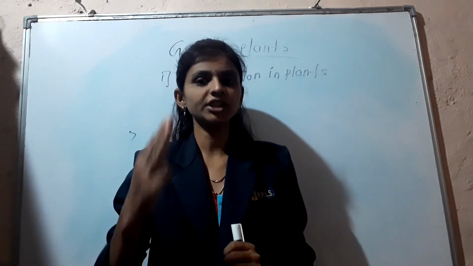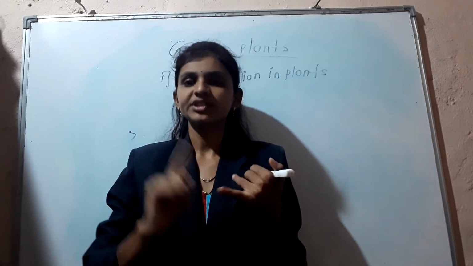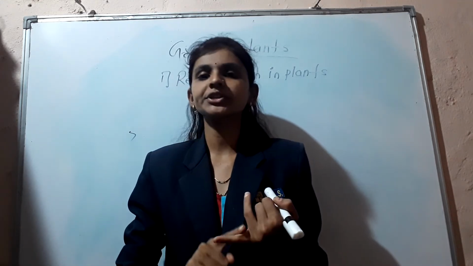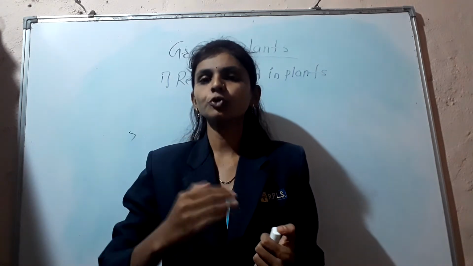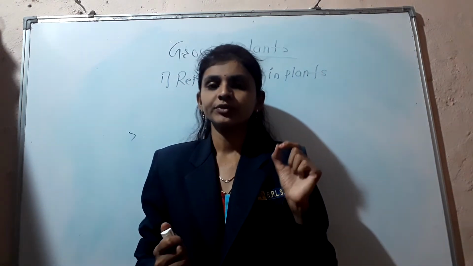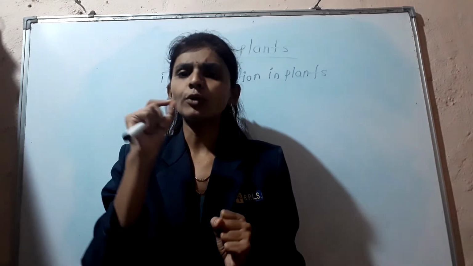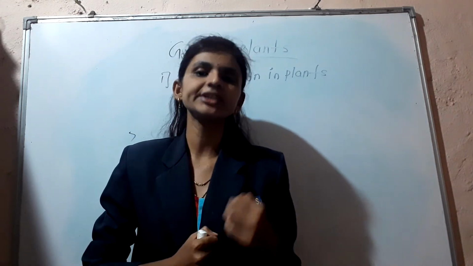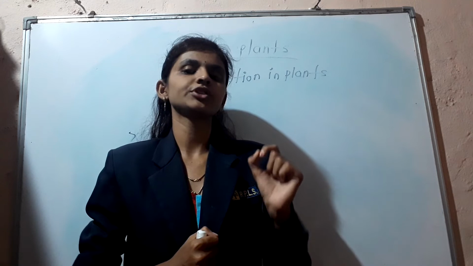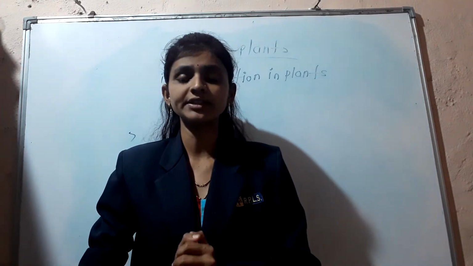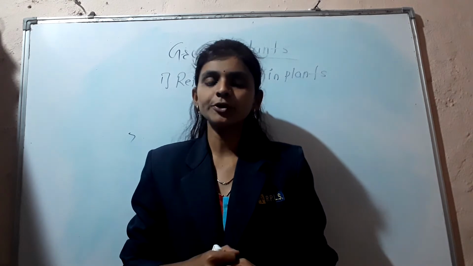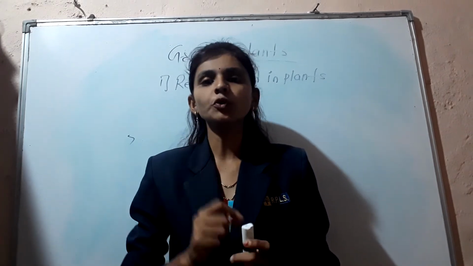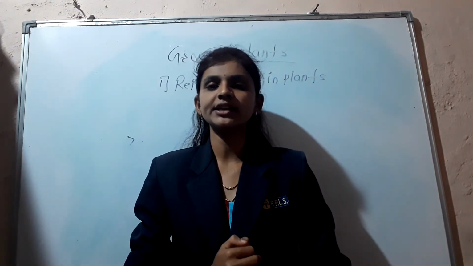A seed consists of three parts. One is the seed coating, the next is the embryo, and the third is the food storage. Seed coating means the outer thick layer present outside the seed. Clear? Then the new plant which is reproduced is known as the embryo.